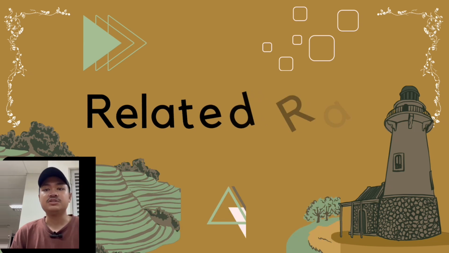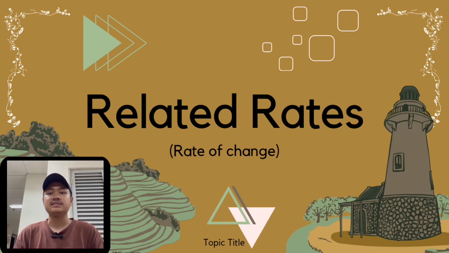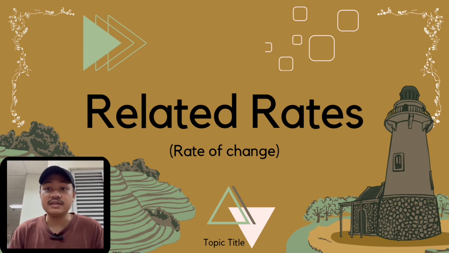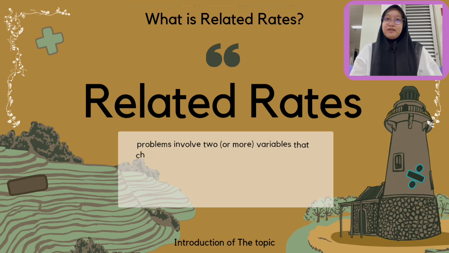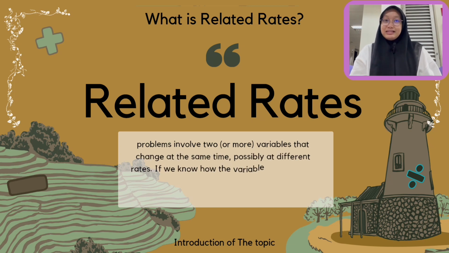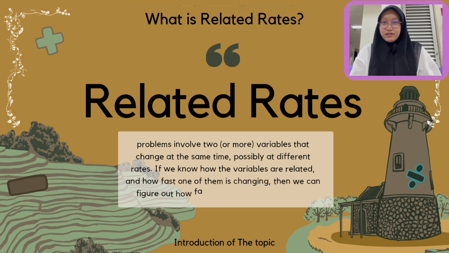The topic we chose is related rates, which is the rates of change. So, what even is related rates? I know related rates are problems that involve two or more variables that change at the same time, possibly at different rates. If we know how the variables are related and how fast one of them is changing, then we can figure out how fast the other one is changing.